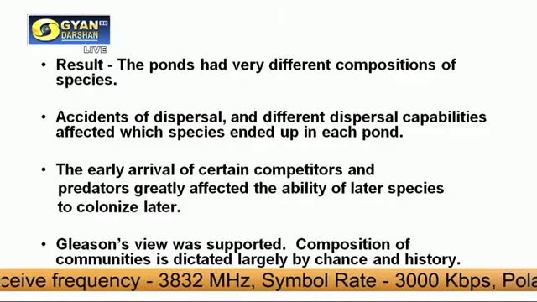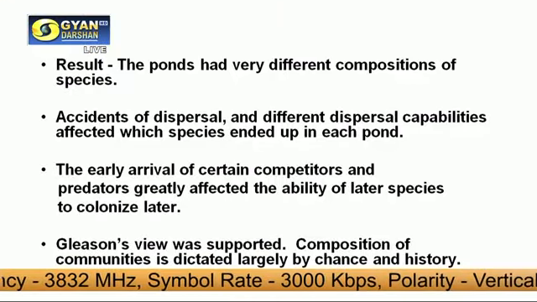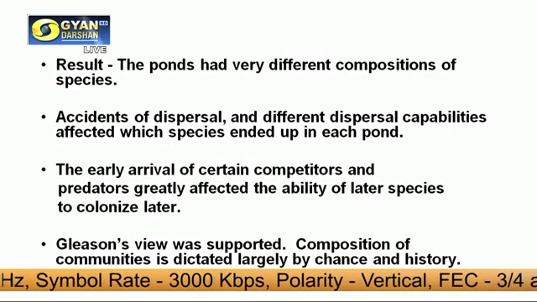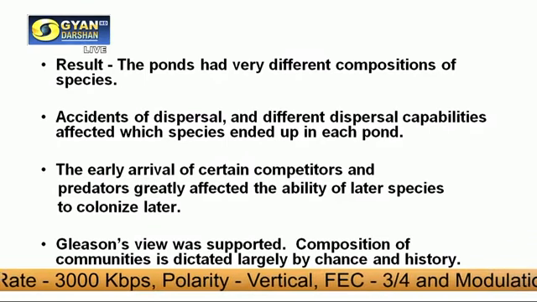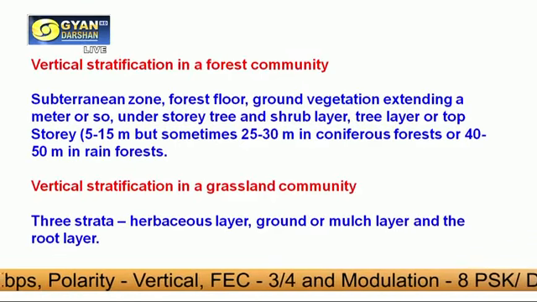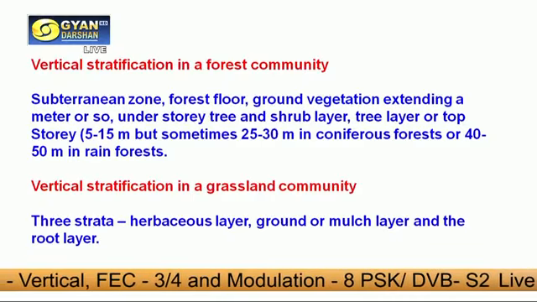Pattern is totally different. If it was a uniform phenomenon, then all the 12 ponds would have shown the same kind of species assemblage. But in reality, it was not that. So Gleason's view was supported. That is, composition of community is dictated largely by chance and history. It is a random phenomenon. So that is the significance of this kiddie pool experiment.